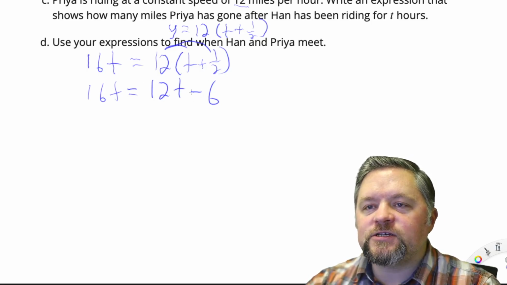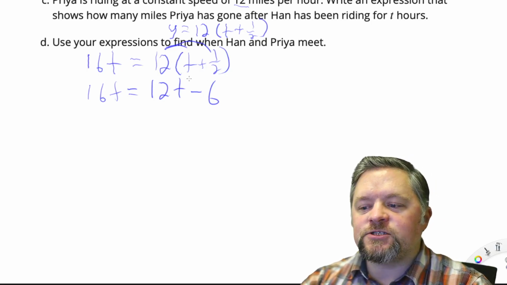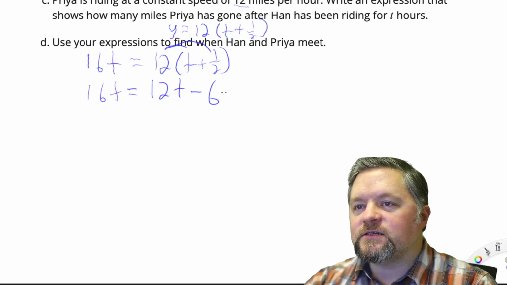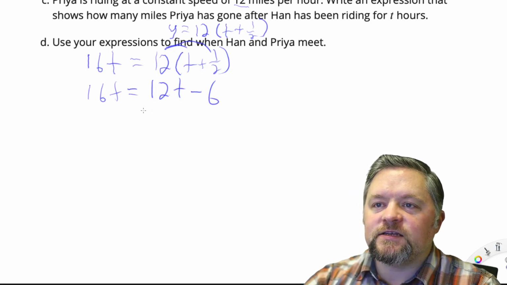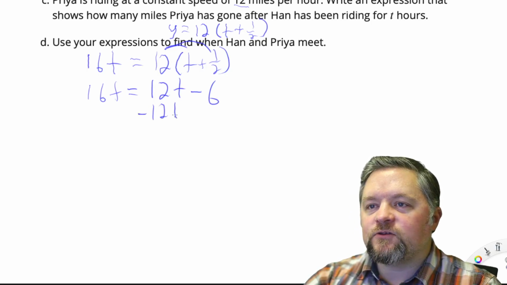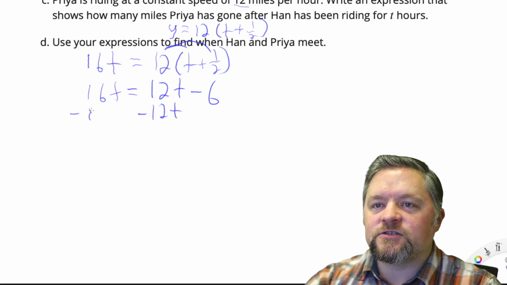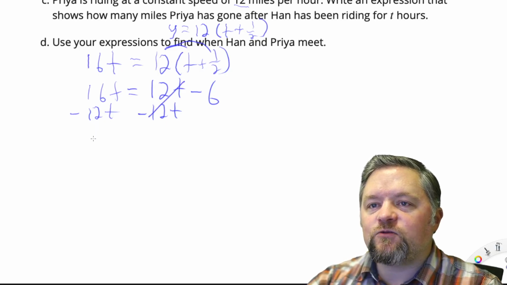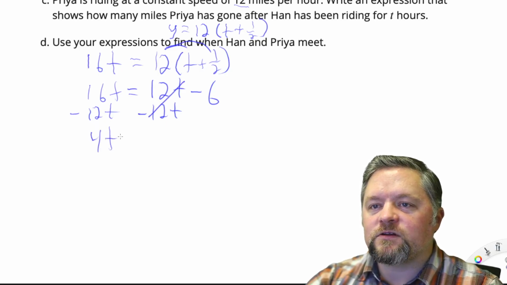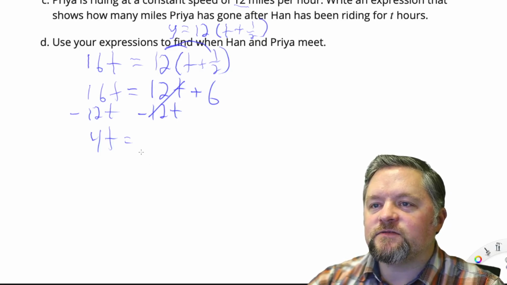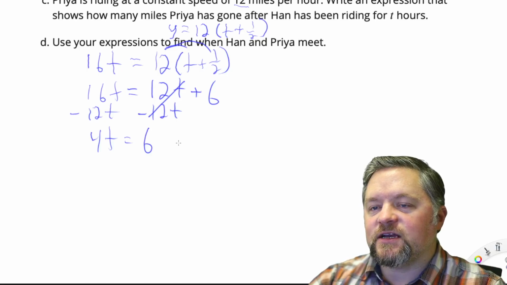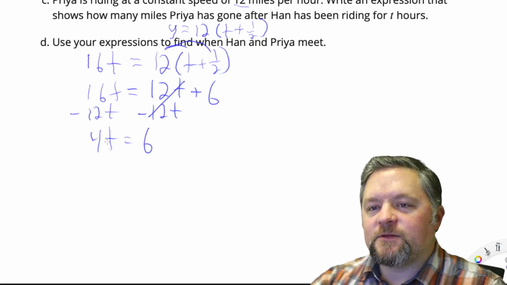Now, solving this equation, we got to get all the t's on the same side of the equation. Looks to me like the right side of the equation here is the one with too many different kinds of stuff. So let's get rid of the t's from over there. Take away 12t from that side. We got to do it to the other side. 16t subtract 12t is 4t equals... Hey, 12 times 1/2 is positive 6. Silly goose. Equals 6.